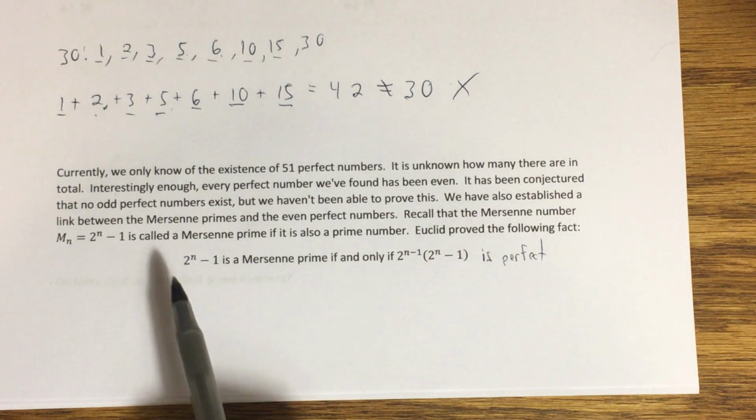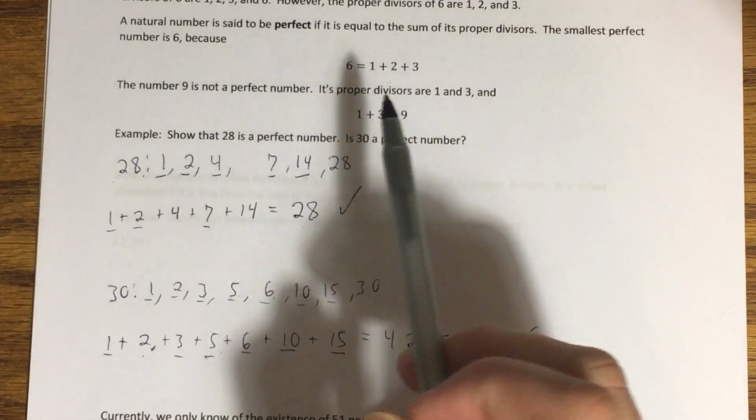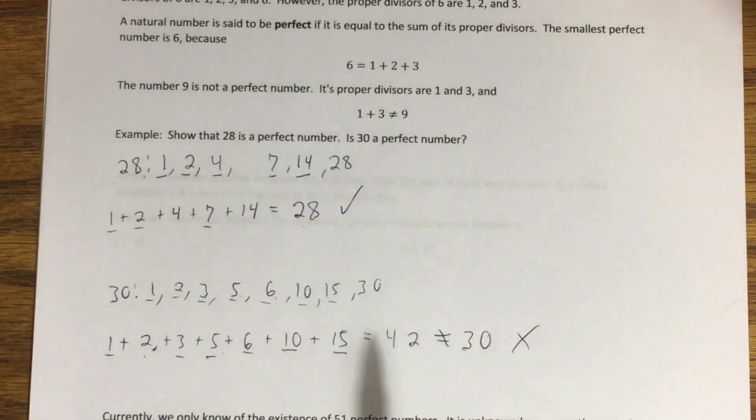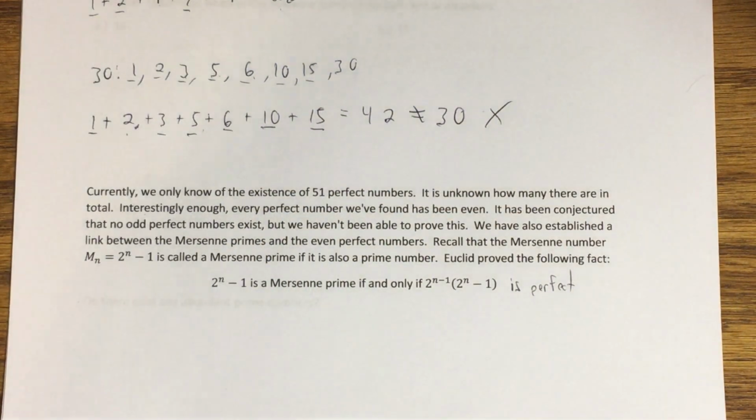Okay. Other interesting facts that we've discovered. Look at the two perfect numbers that we've found so far, 6 and 28. Both of those are even numbers. It turns out that all 51 of the perfect numbers that we have found so far happen to be even. We've never found an odd perfect number.